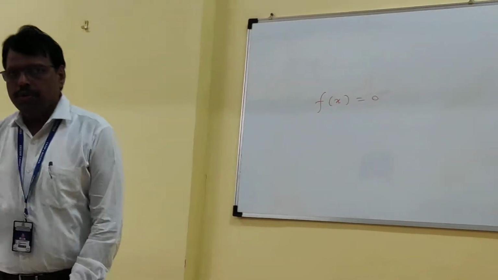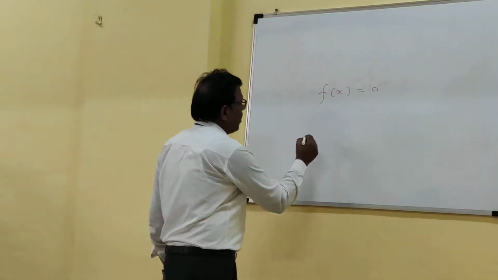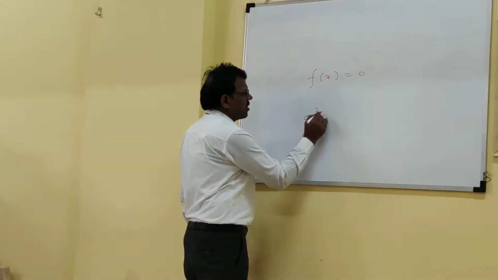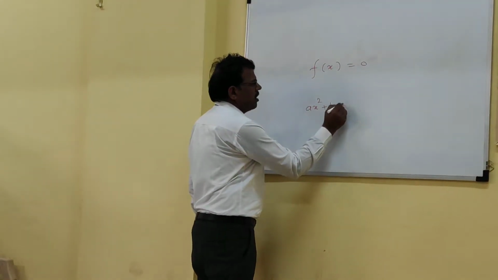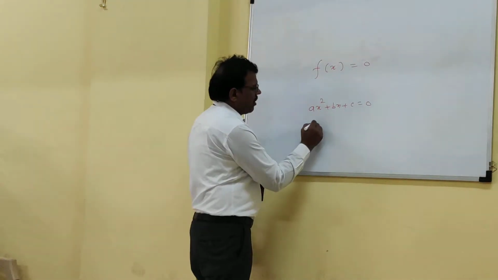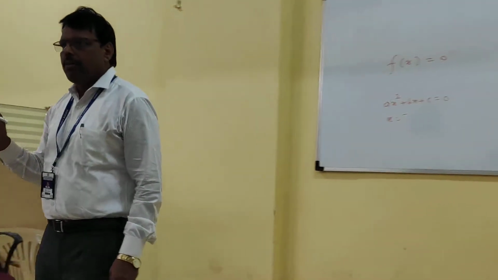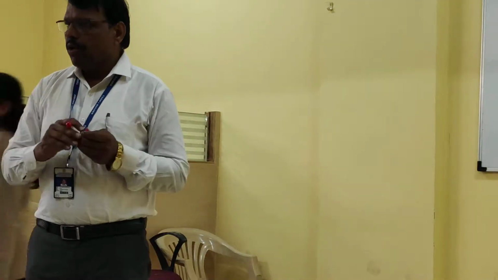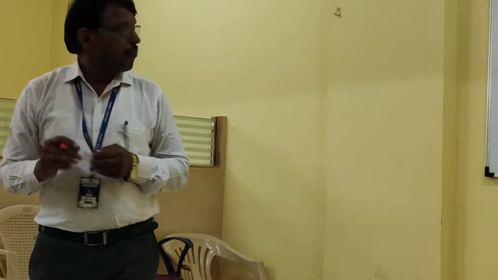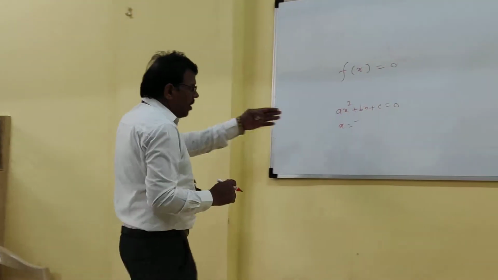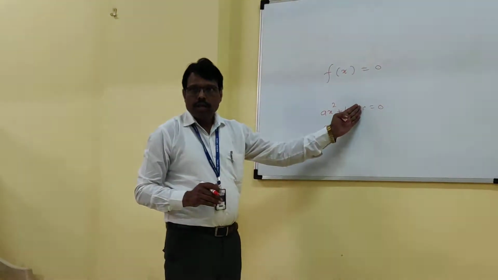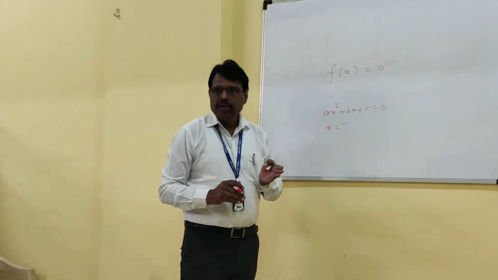Now f of x equal to 0 means, for example, if the left hand side is ax square plus bx plus c equal to 0, then this x has two roots, minus b plus or minus under root b square minus 4ac upon 2a, and that answer we can calculate from the calculator. If there is a cubic equation, we can solve it from the calculator also. But every time the equation is not like this, or there is not always a quadratic equation.